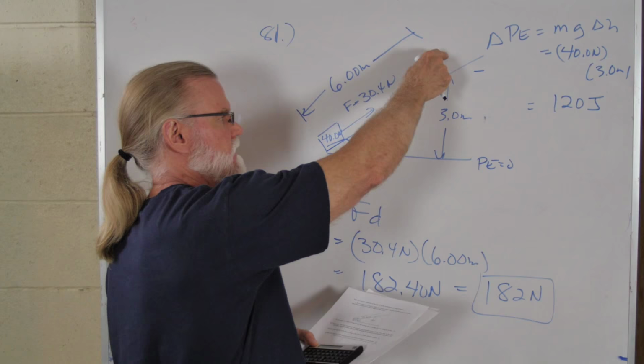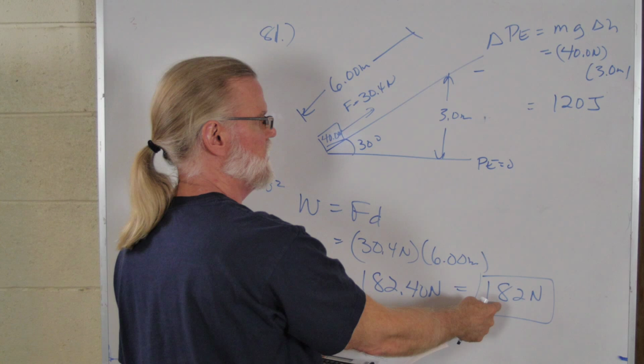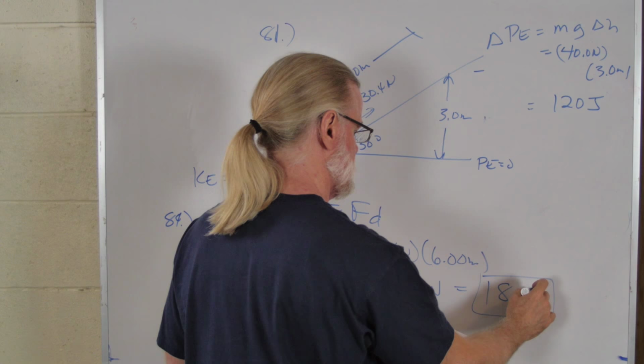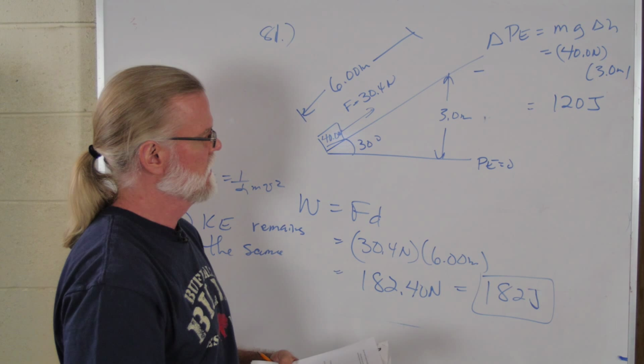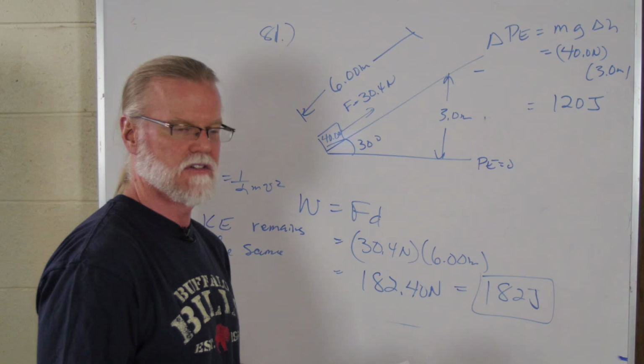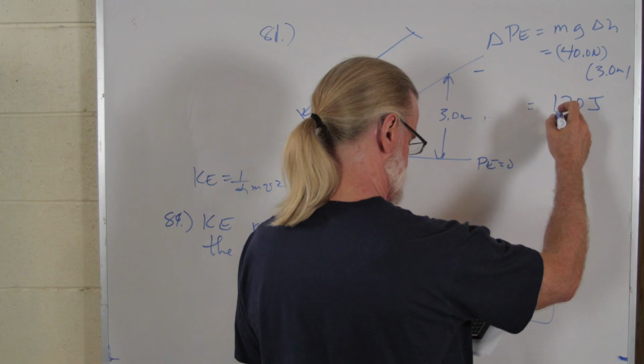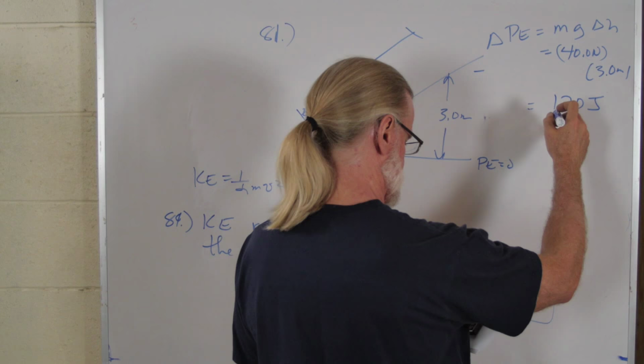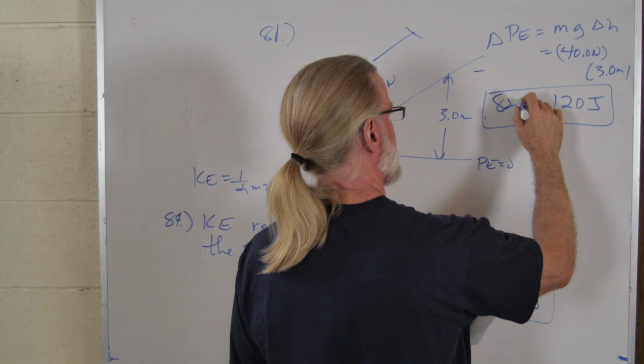We did 182 joules of work to get it up there. That's joules, not newtons, joules. So some of that, 62 joules, must have been internal energy. The potential energy is 120 joules.